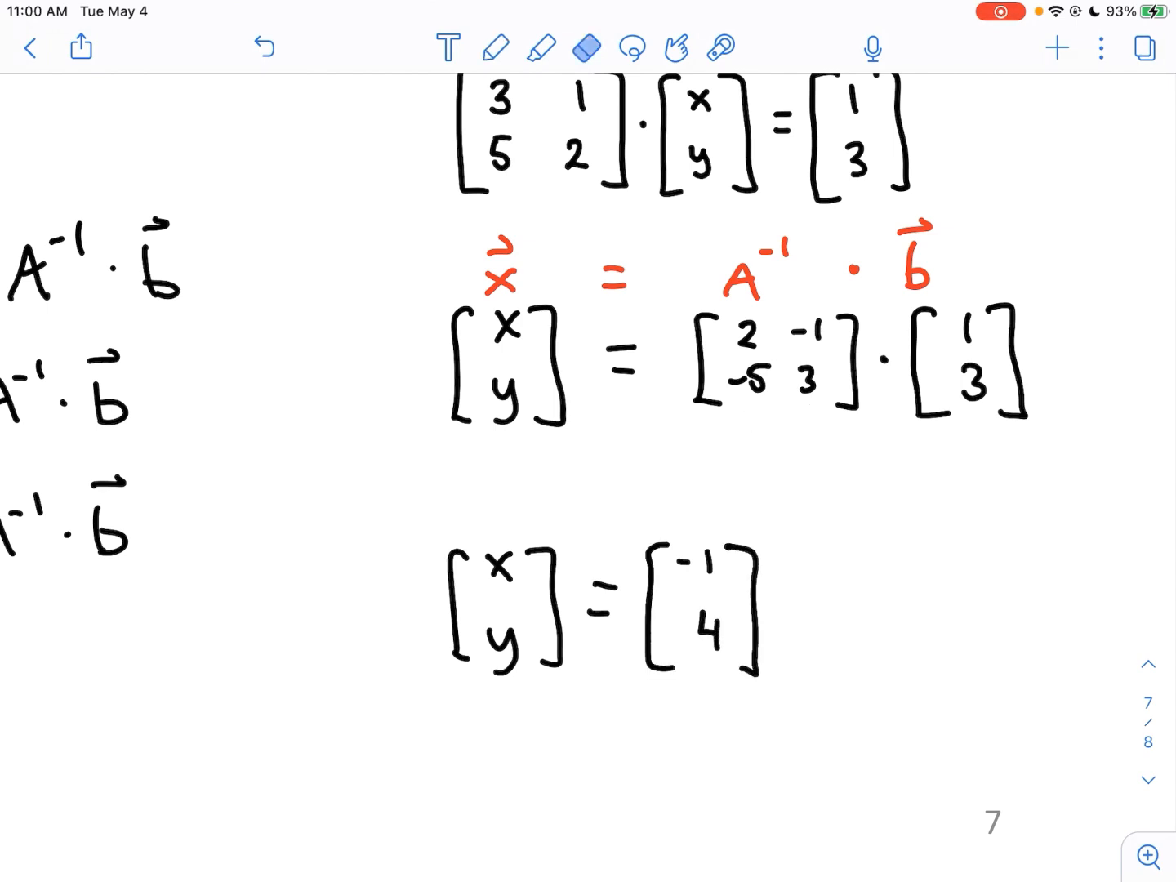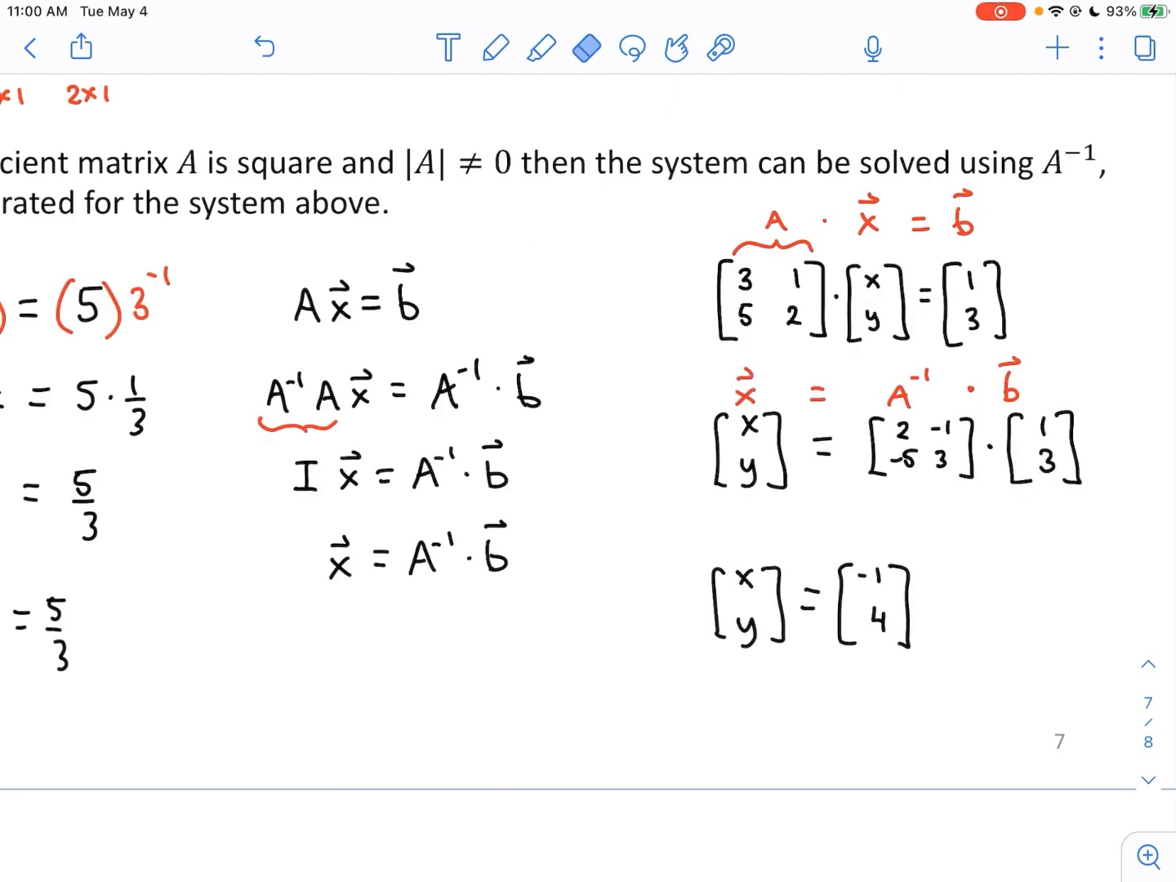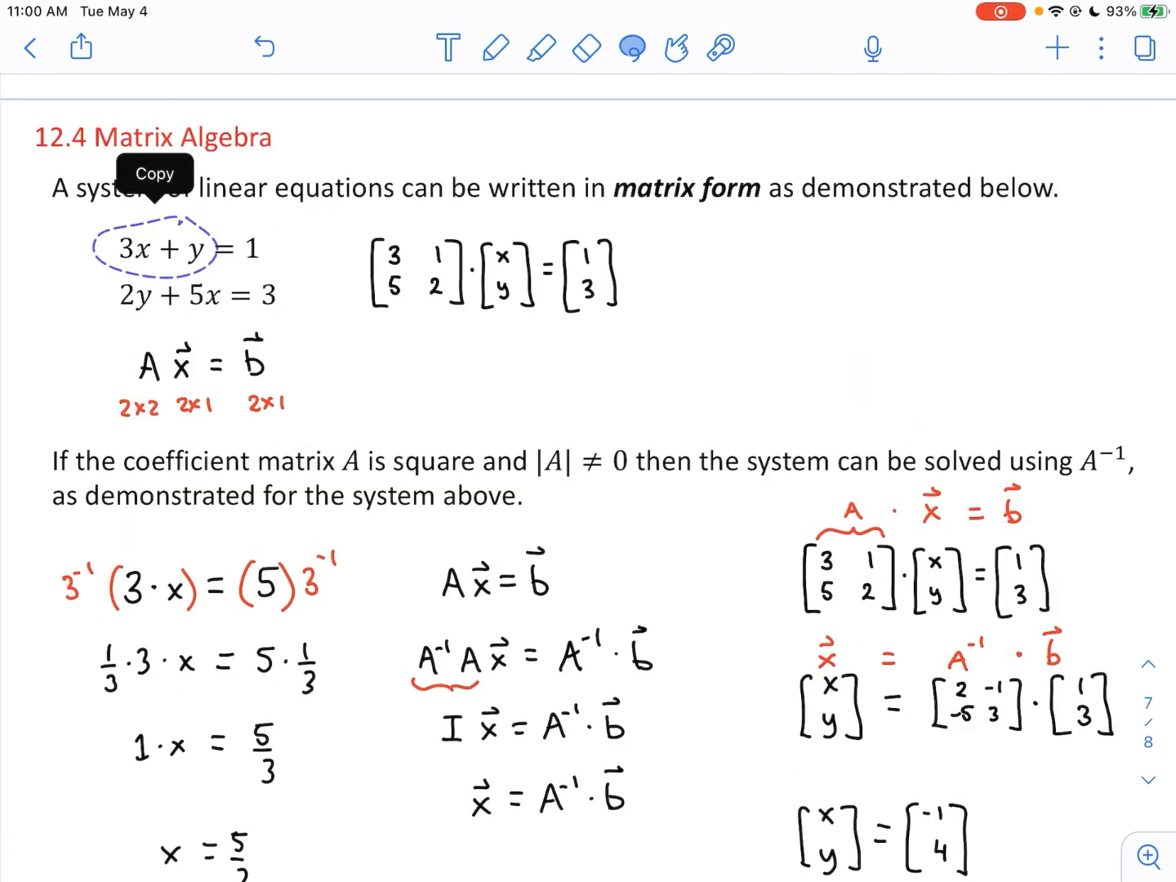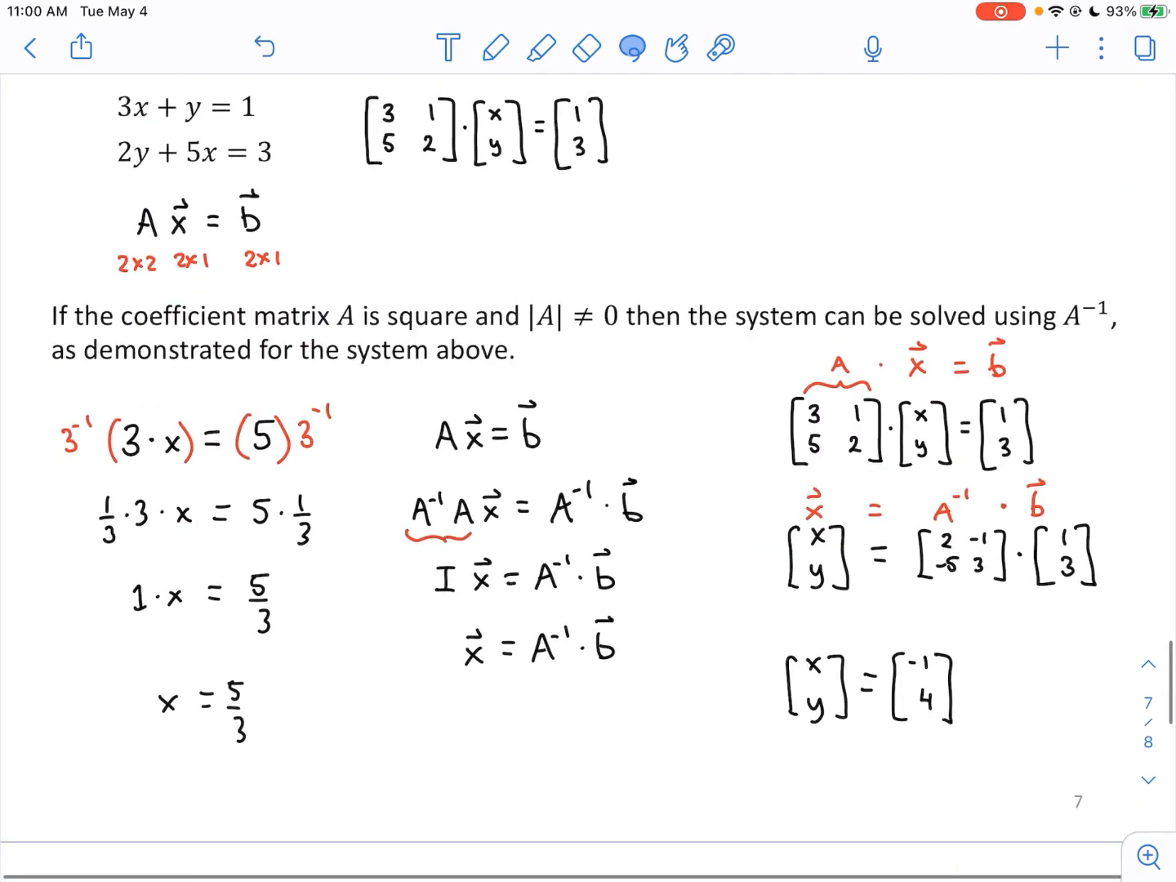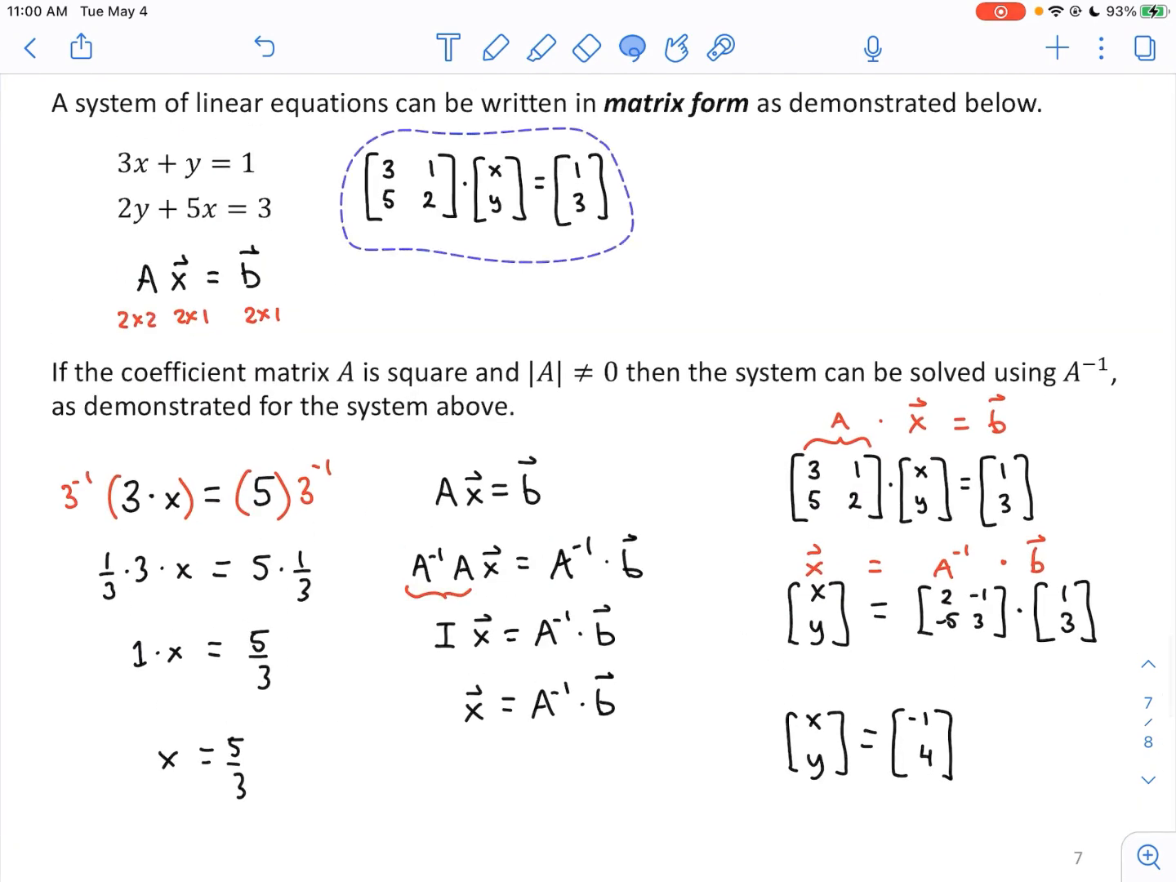And this reveals the solution to the system. X should be negative 1 and y should be 4. If x is negative 1 and y is 4, then we're going to get negative 3 plus 4, which is 1, check. And we're going to get y is 4, so that's 8. And x is negative 1, so that's minus 5. And 8 minus 5 is 3. So we do have a solution. And we found it by converting the system to matrix form, finding the inverse of the coefficient matrix, and then doing that inverse times the vector to get our solution.